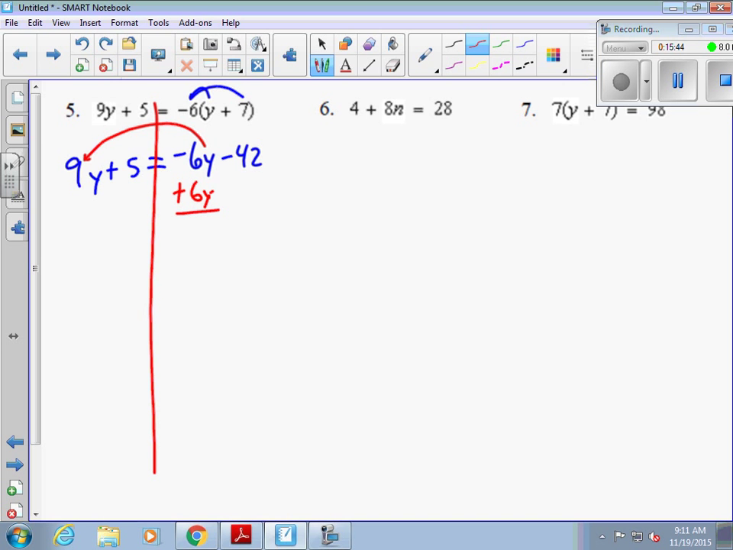If you do it here, you got to do it here. 9y plus 6y is 15y plus 5 is equal to negative 42. Undo plus 5 now by subtracting it. Again, order of operations backwards. If you do it to the left, do it to the right. These have the same sign, 42 and 5. So add them up. 42 and 5 gives you 47. And keep that common sign negative.